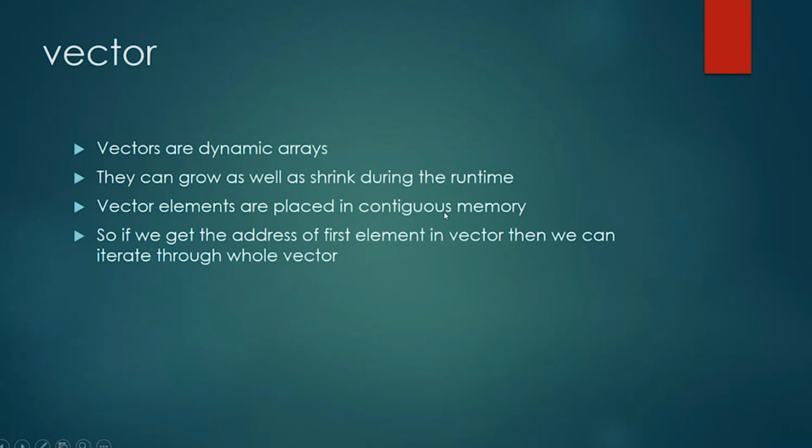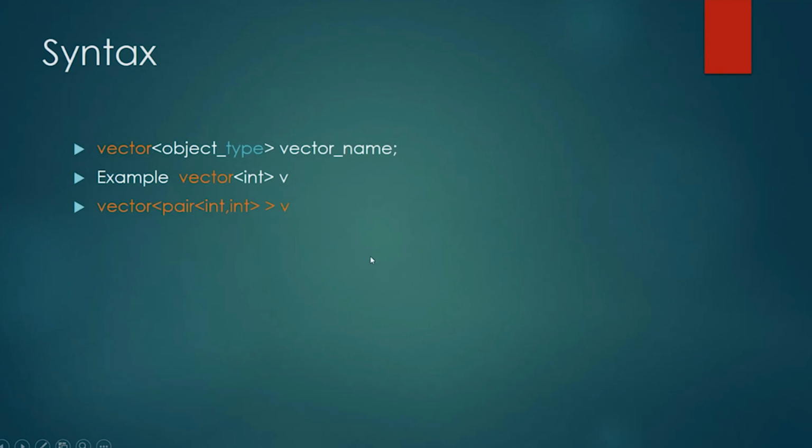And vector elements are placed in contiguous memory, just like arrays, one by one. You can access them using indexes also, because they are stored in contiguous memory. So if we get the address of the first element, then we can iterate through the whole vector. This is the syntax: vector, then inside the two angular brackets we pass any object type, not necessarily int or string or char. You can pass your own.